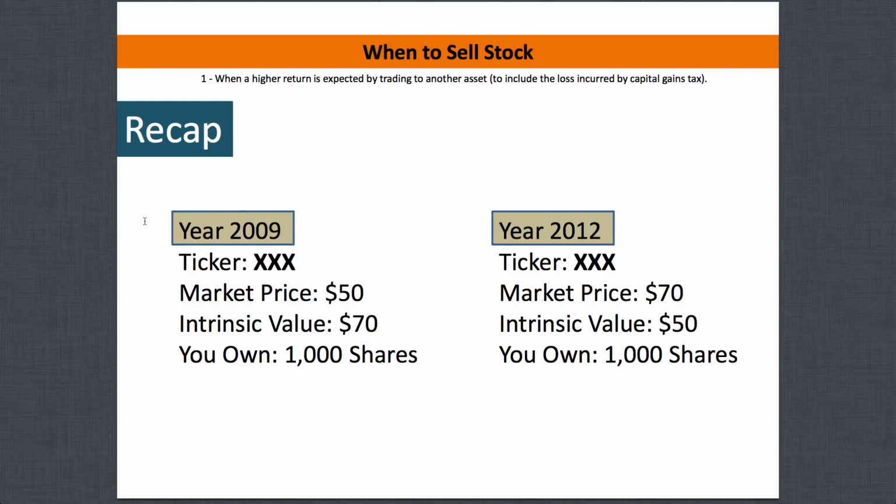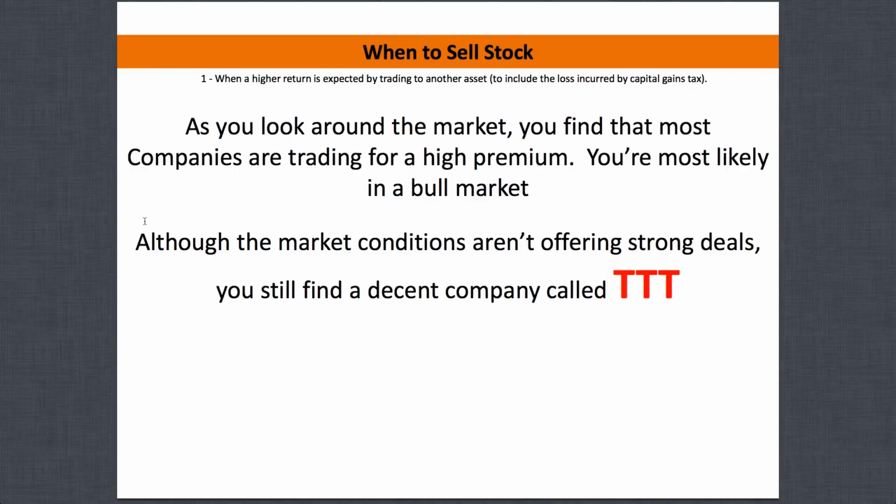that's more lucrative. Okay, as we look around the market, we find that companies are trading for pretty much a high premium across the board. You're most likely in a bull market at that point. So if you're looking around the market and you're having trouble finding anything that's giving you a good intrinsic value versus the market price, you're probably in a bull market. Despite those conditions, we stumble across a company called TTT, okay? And I'm going to show you the numbers on TTT.